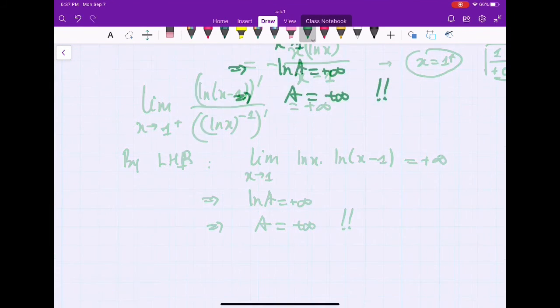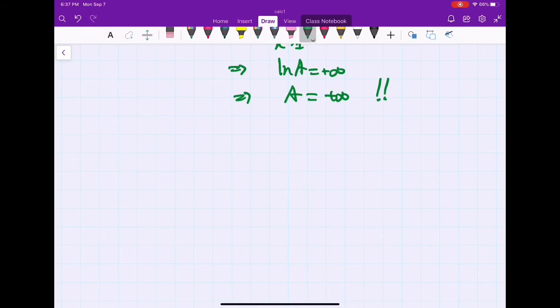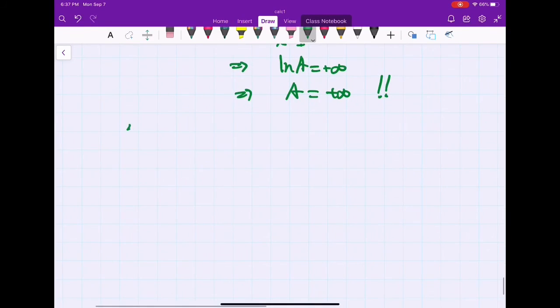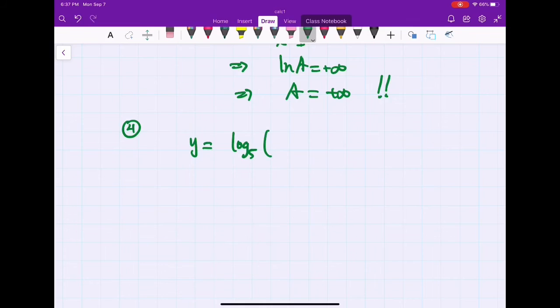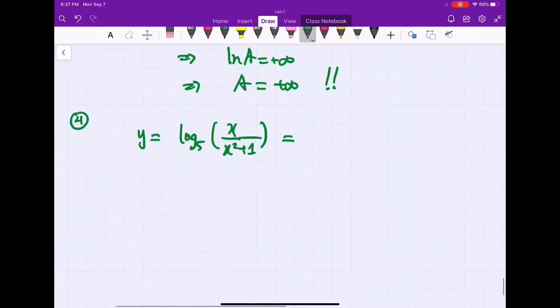Okay. Next problems are about differentiation rules. I think it's very easy. The first one is y equal to ln of 5x over x squared plus 1. So we need to simplify this function first, right? You have ln of 5x in here, and then minus ln of 5 times x squared plus 1. And you apply the formula for the derivative.